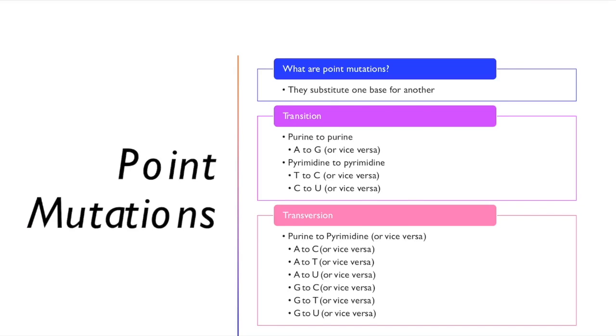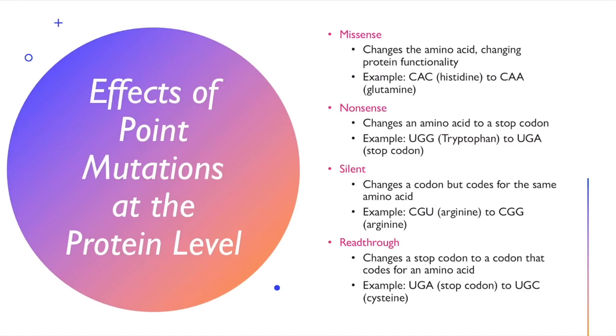Finally, let's look at the effects of these point mutations at the protein level. Missense mutations completely change the amino acid and will thus alter its functionality. Nonsense mutations will change the amino acid to a stop codon and will result in a shorter protein. Silent mutations change a codon but code for the same amino acid. And lastly, read-through mutations change a stop codon to a codon that codes for an amino acid and will result in a longer protein. Now let's investigate the point mutations that take place in the Jacobs family.